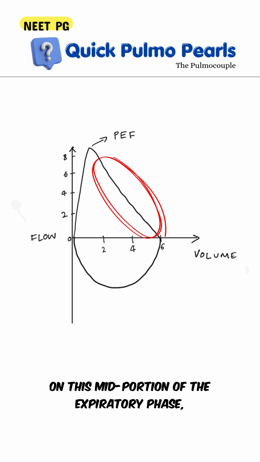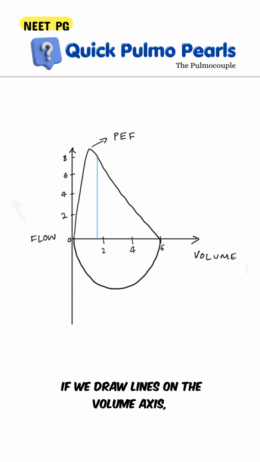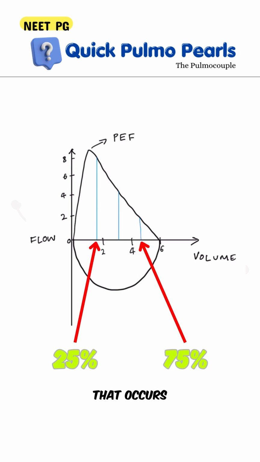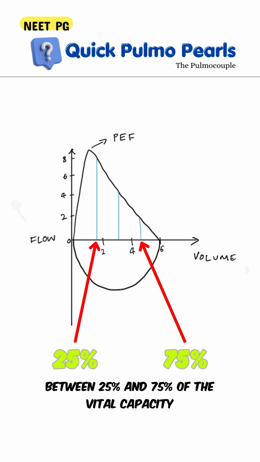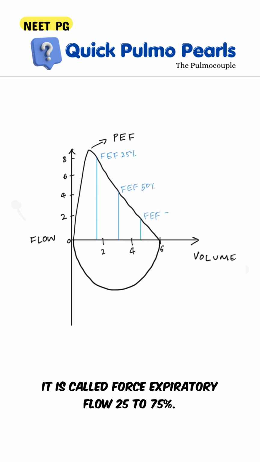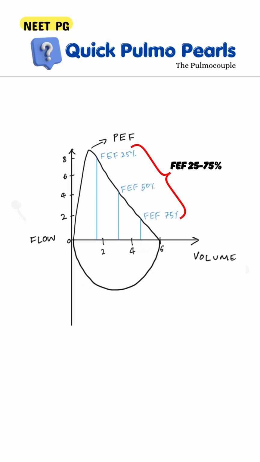On this mid portion of the expiratory phase, if we draw lines on the volume axis, we will find out that this portion of the graph represents the expiratory flow that occurs between 25% and 75% of the vital capacity being exhaled. And that's why it is called forced expiratory flow 25 to 75%.